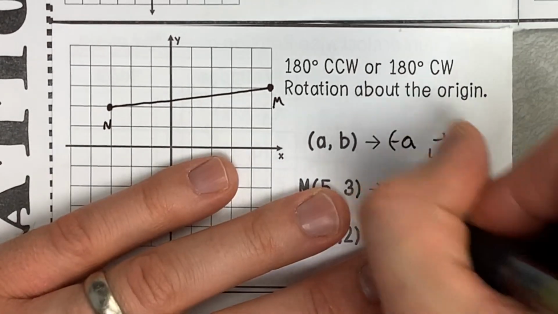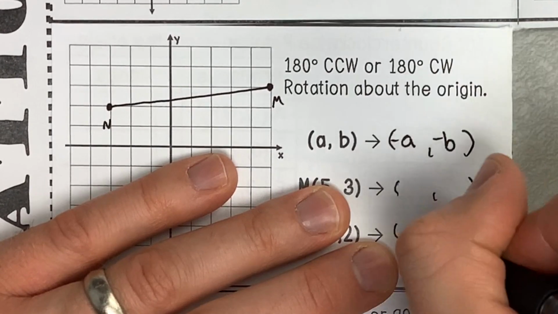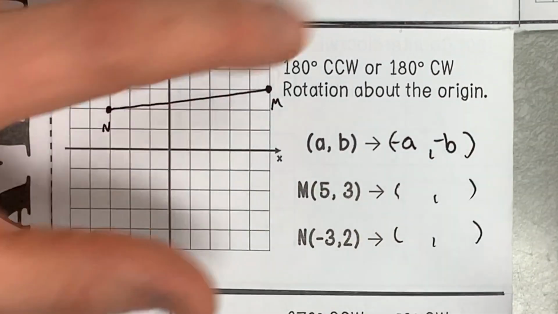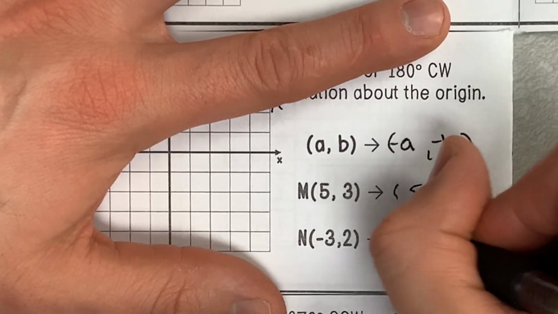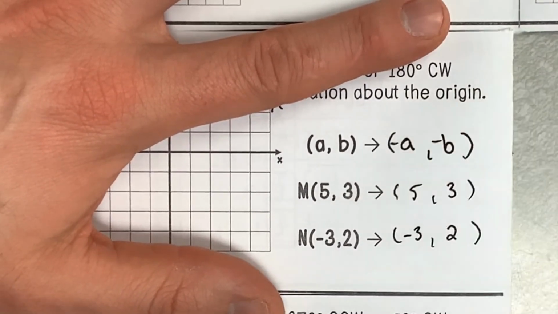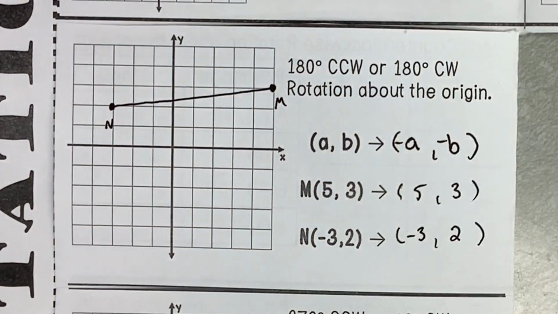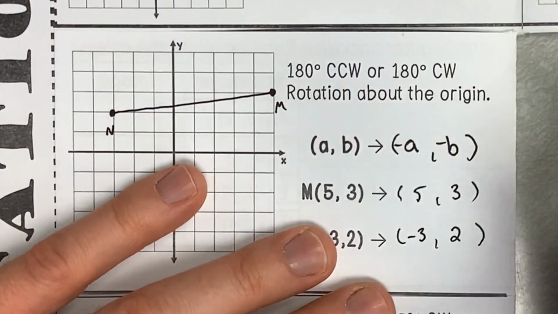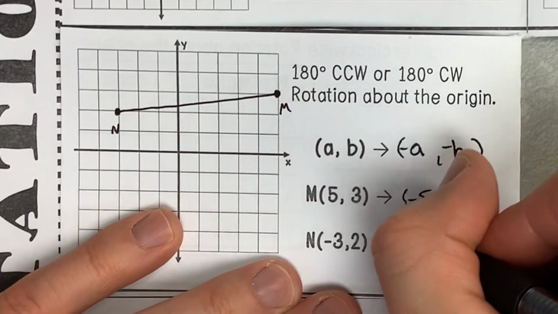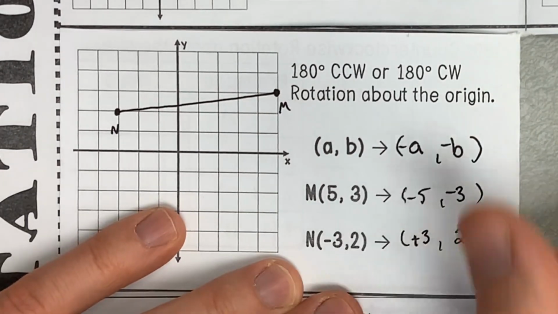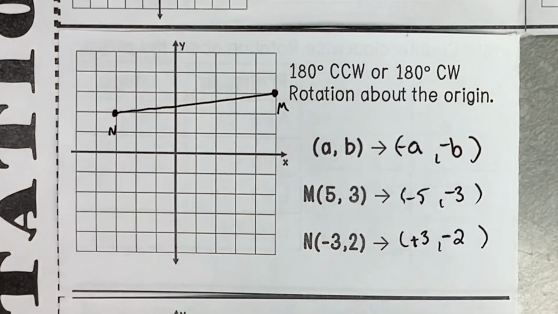For instance, let's do it for M and N. I keep the 5 and the 3, and I keep the -3 and the 2 all in the same spots. I'm gonna take the opposite signs. So this 5 and 3 are positive, so I make both of them negative. This -3 is negative, I make it positive. This 2 is positive, I make it negative, and there we go.